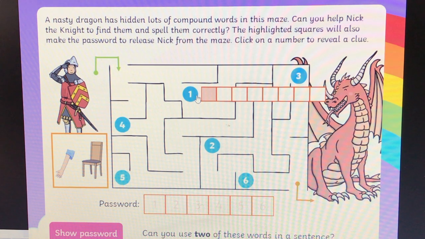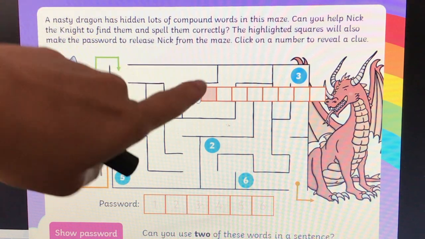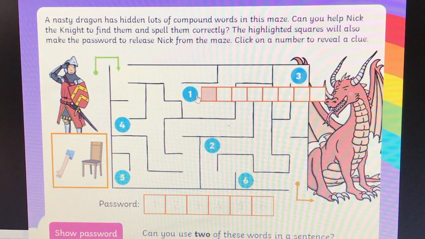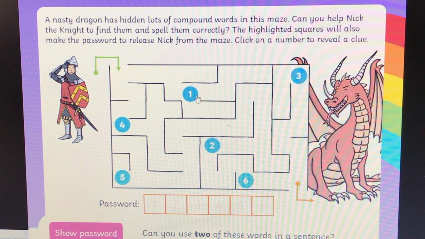Look, what have we got here? We've got somebody's arm. And we've got a chair. Put those two words together to make your first word. Write it down on a piece of paper. What's that first compound word? You can count the boxes as well to make sure you've spelt it correctly. Make sure you've got the same amount of letters. Okay, pause the video if you're not quite finished.